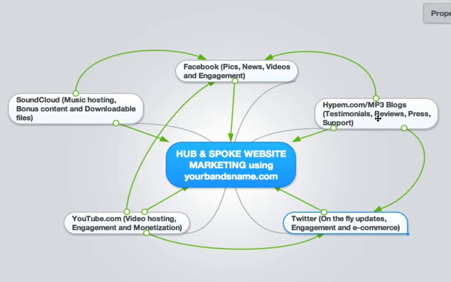So, for example, we can use HypeM to gather hopefully some positive testimonials over time through different blogs that they aggregate. Put that into Twitter along with some YouTube clips over a day, and then that should hopefully force some traffic back to our website where we can then keep people. Hopefully the hub and spoke model makes a little bit more sense now.